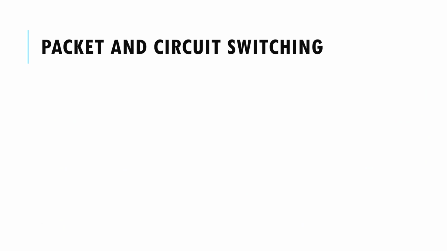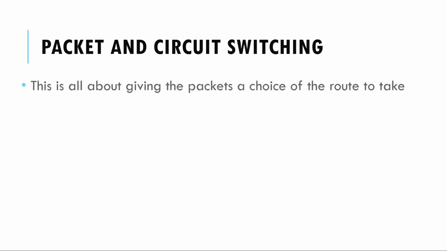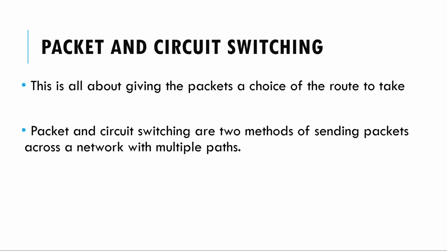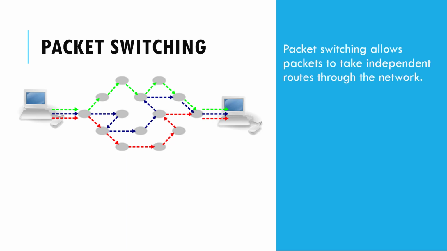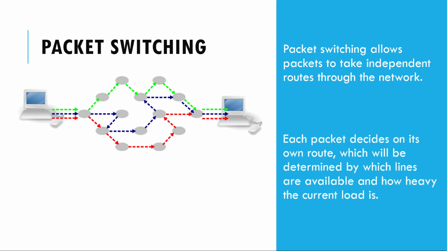So let's talk about switching. Switching is all about giving the packets the choice of the route to take. Smart little packets, that's what we're thinking about. So packet and circuit switching are two methods of sending packets across a network with multiple paths. That means they've got good fault tolerance and they can decide where they want to go. They're independent. Each packet decides its own route based on how heavy the current load is on that route. It can decide to divert.